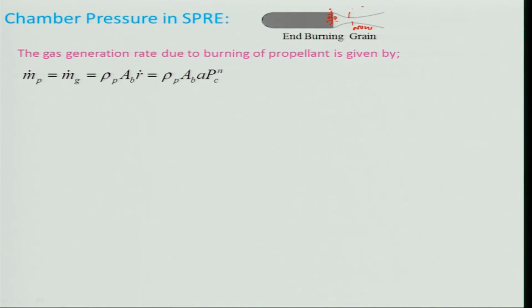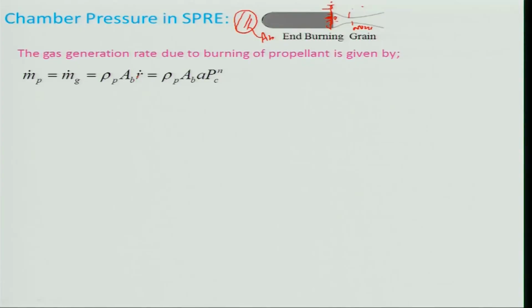If I take this cross section over here, I will get a surface, this is basically AB, right, and then R dot. The R dot is moving perpendicular to this. The surface is moving with a certain rate that we call the regression rate, which will be perpendicular to this surface, that is R dot, and we have already, using this relationship, instead of R dot it will be a P_C^n, right.